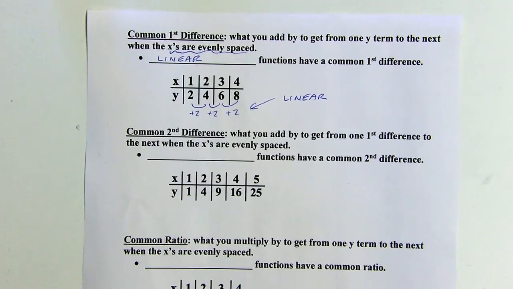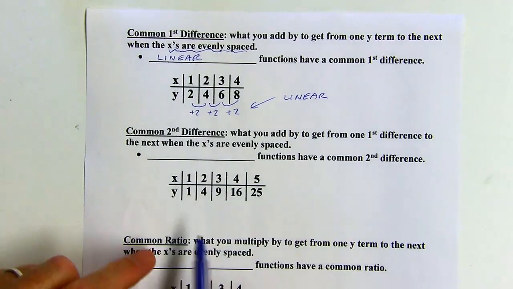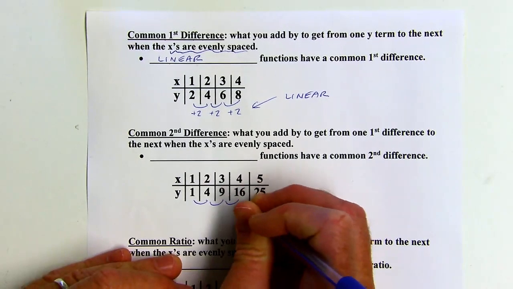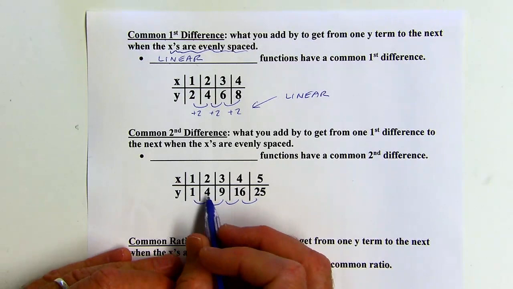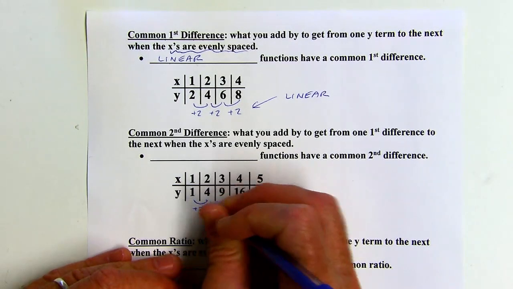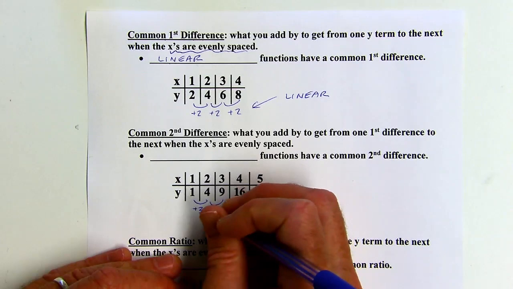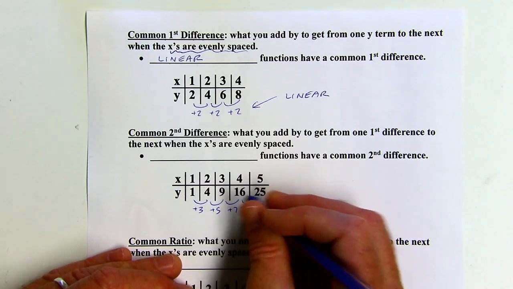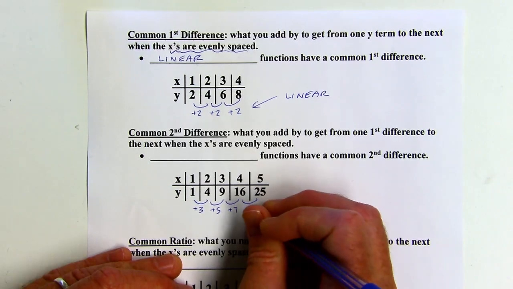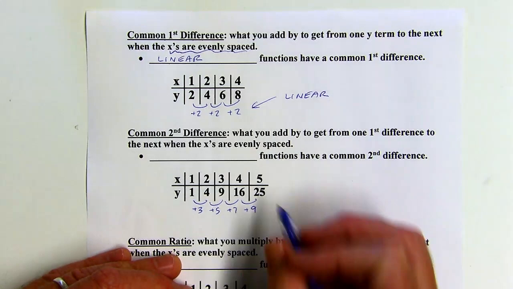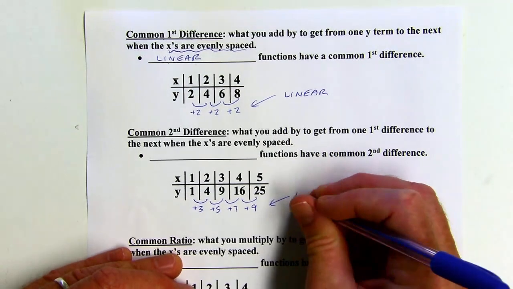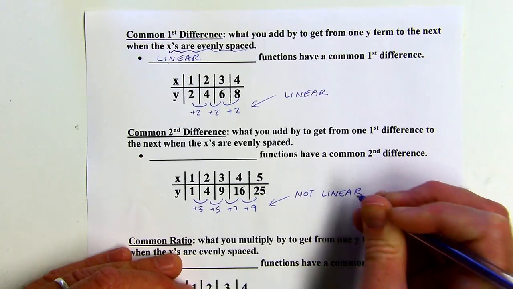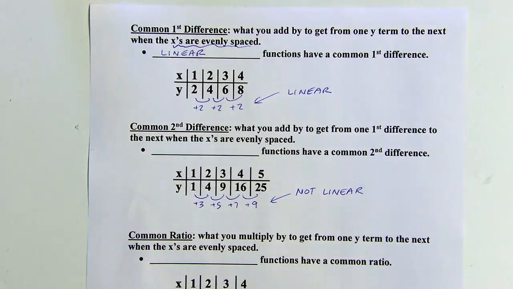If I try to do that same test on this next XY table, let's look at the first differences here. What kind of jumps am I making? 1 to 4, I'd be adding 3. 4 to 9, I'd be adding 5. 9 to 16, I'd have to add 7. And 16 to 25, I would add 9. I don't get the same number out every time, so that means this is not going to be linear. If I plot those points, they will not fit on a straight line. Okay.